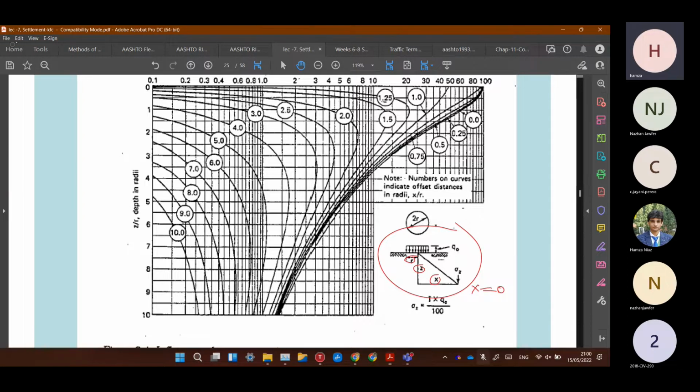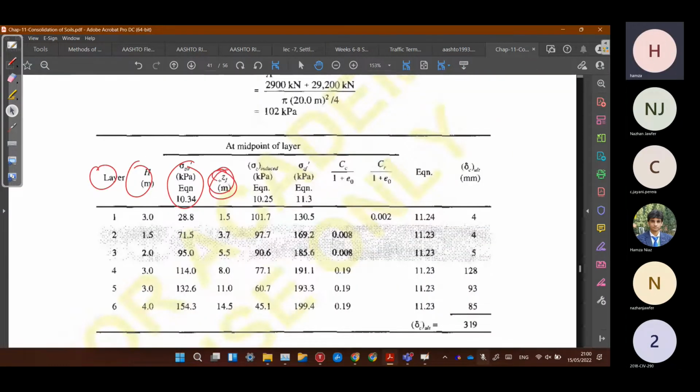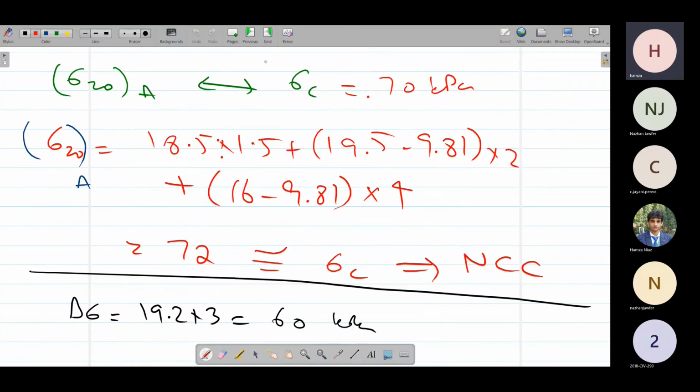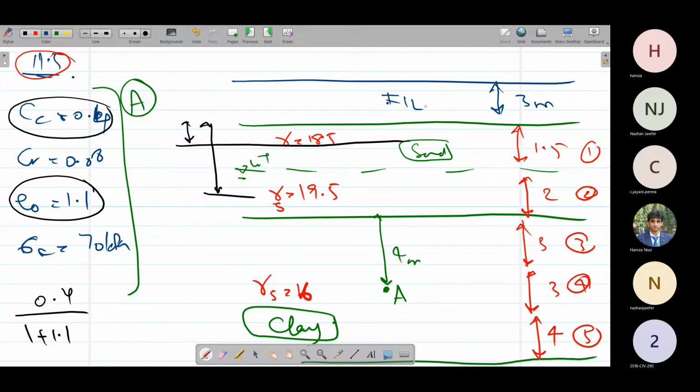For the Z value they have drawn a table, for the ZF value. So how do we get this ZF value? We have a 3 meter fill on the top. So the height to the middle of the first layer would be ZF, and the height of the first layer would be 1.5 meters. The second layer ZF would be 3 plus 1.5 by 2, so 3.75.